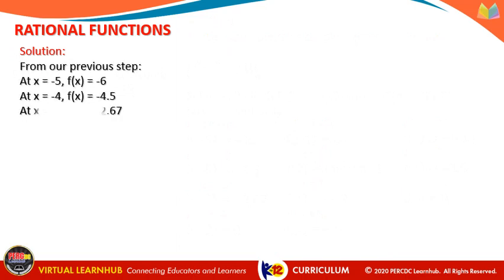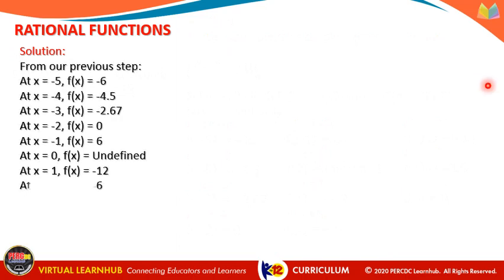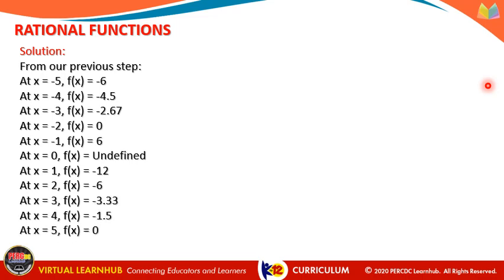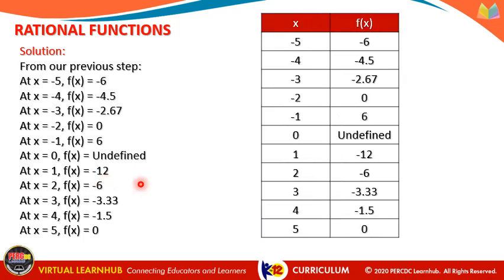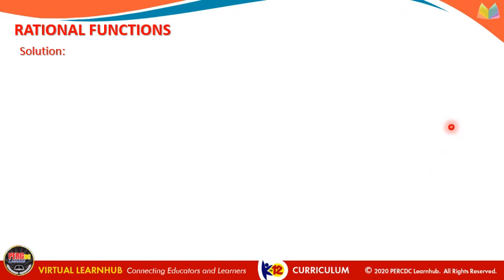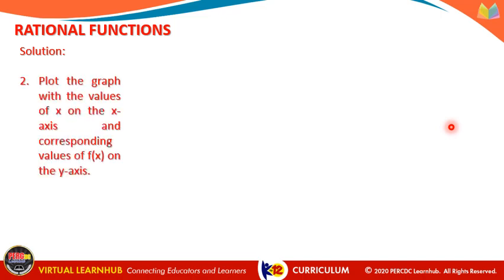Alright, after getting the following values, we can now generate our table of values. Again, let us put the values of x sa first column or first row, depende kung anong orientation ng table natin, and the values of f of x on the second row or second column. Patayo na lang ulit ang orientation natin for this table. Okay, so we have the values of x here and the values of f of x here. Now that we have our table of values, let us now plot.